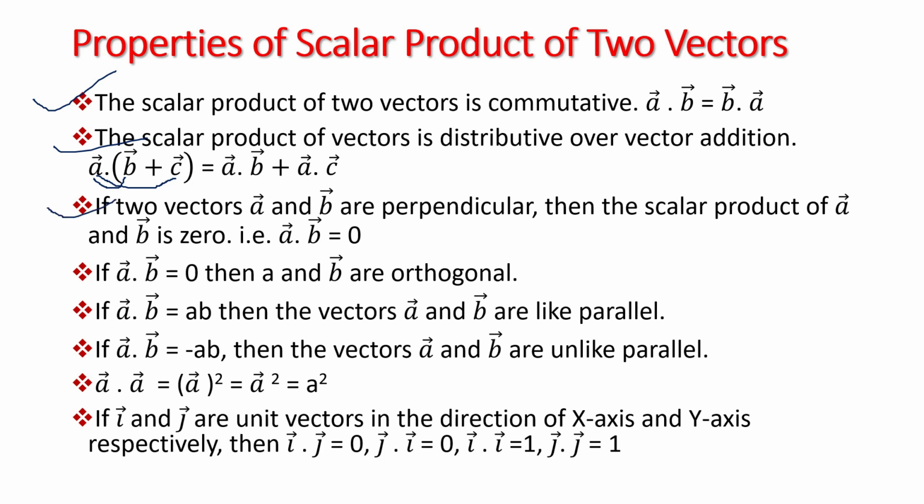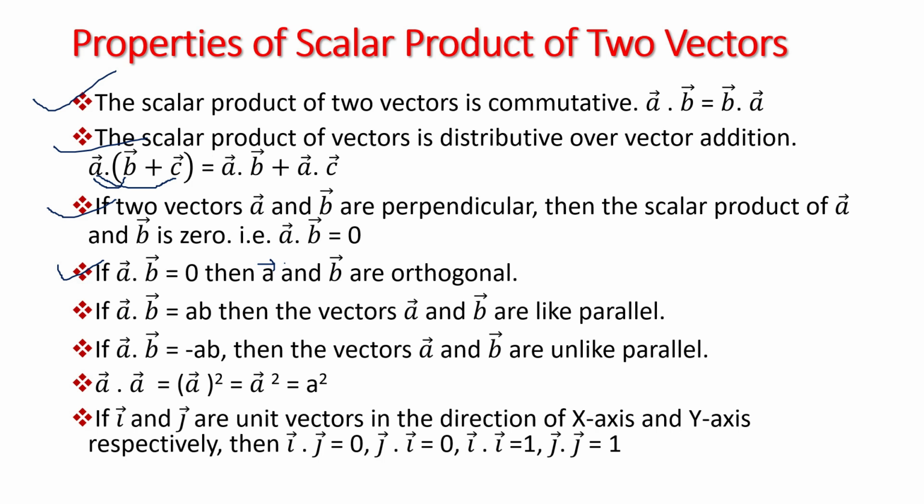And the third one: if the two vectors, vector a and vector b, are perpendicular, then the scalar product of vector a and vector b is 0, that is, vector a dot vector b is 0. And if vector a dot vector b is 0, then they are orthogonal, that is, they are perpendicular. If the dot product of any two vectors is 0, then they are orthogonal.